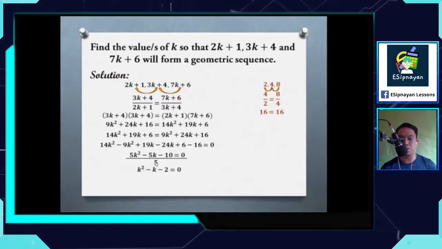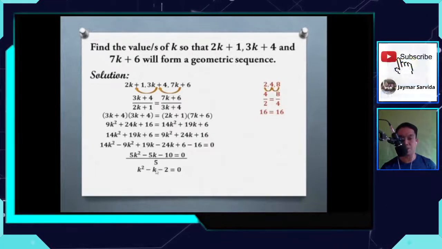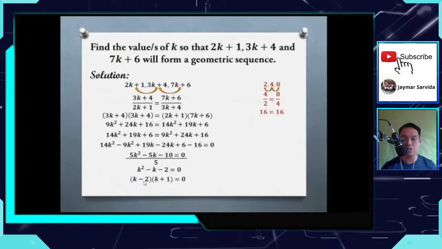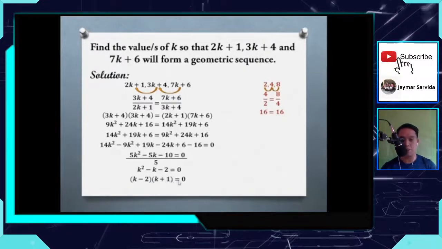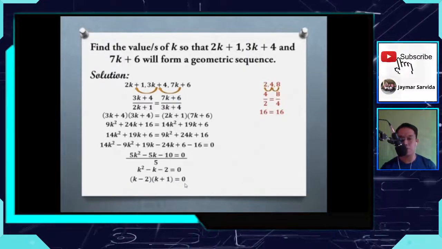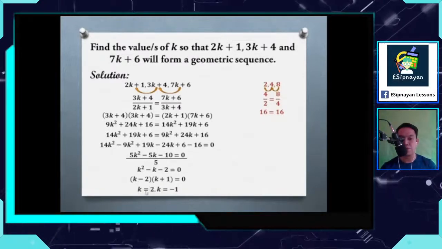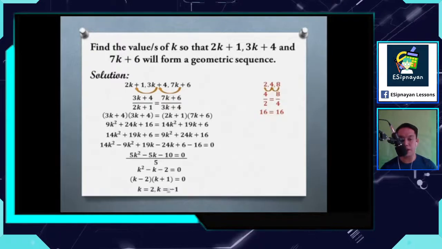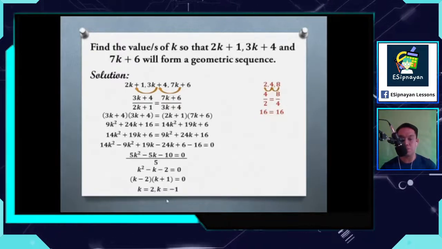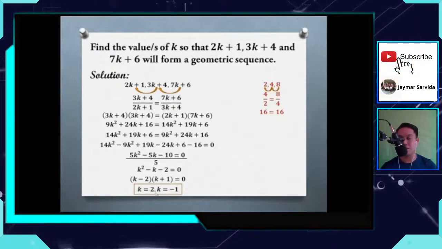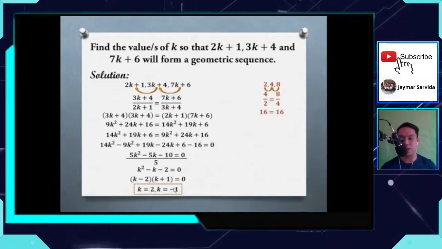Then factor completely this equation, k squared minus k minus 2 equals 0. So kapag finactor natin siya completely, that will become quantity of k minus 2 times the quantity of k plus 1 equals 0. So therefore, the values of our k are 2 and negative 1. So yan yung value ng ating k.